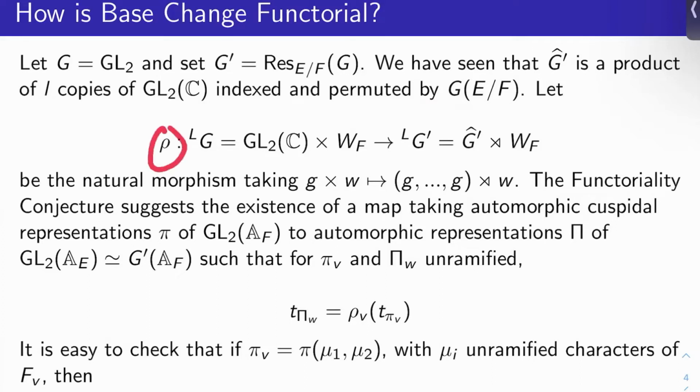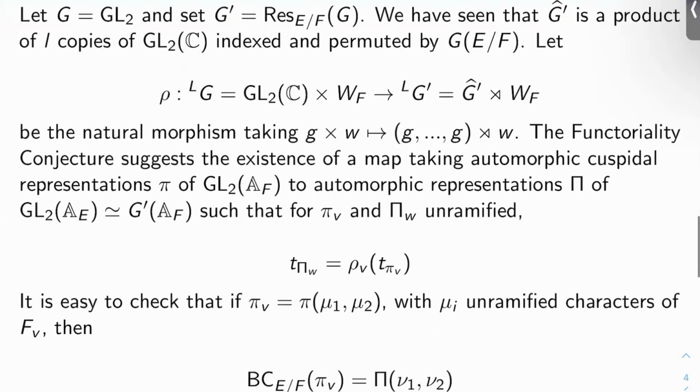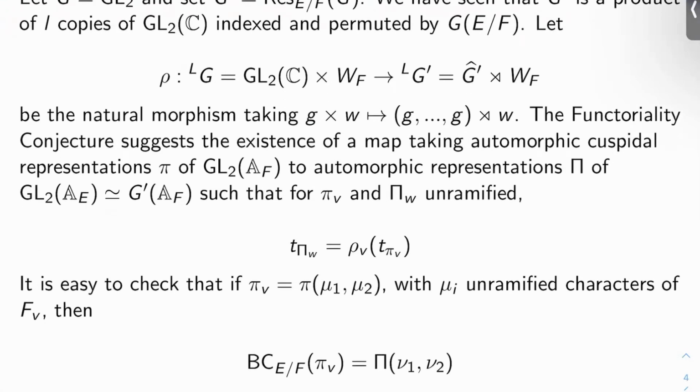So let rho from the L group of G to the L group of G prime be the natural map that takes G cross W to L copies of G cross W. What does functoriality suggest? It suggests there should be a map taking automorphic cuspidal reps pi of GL2 of the adeles of F to automorphic reps big pi of GL2 of the adeles of E, because that's G prime of A sub F, right? Such that what?